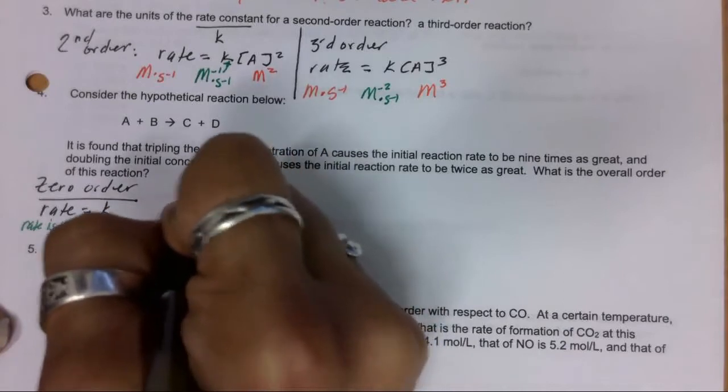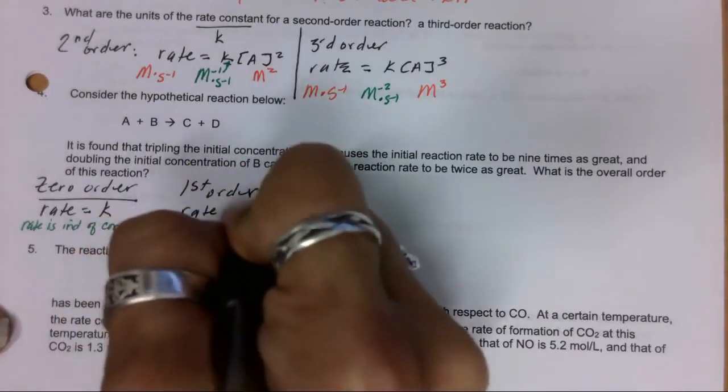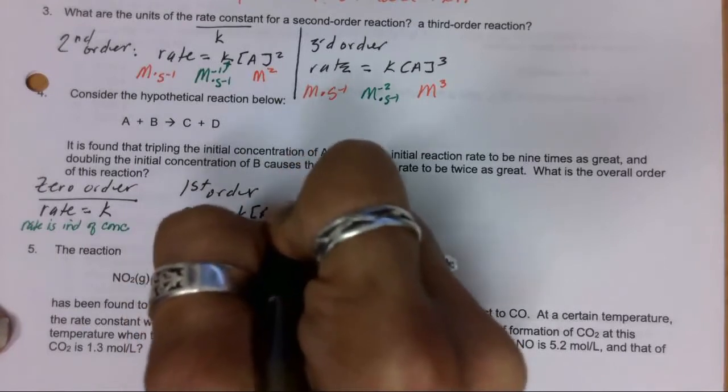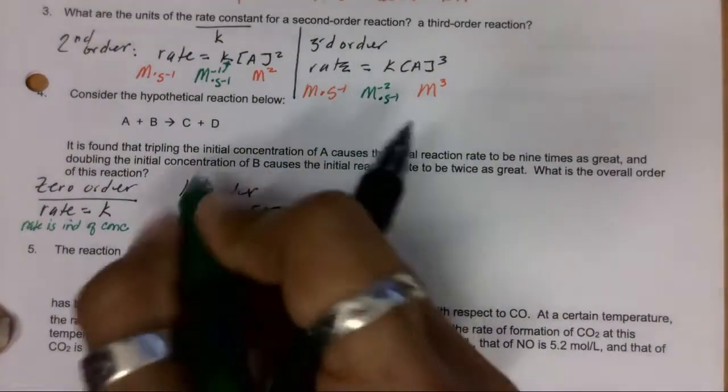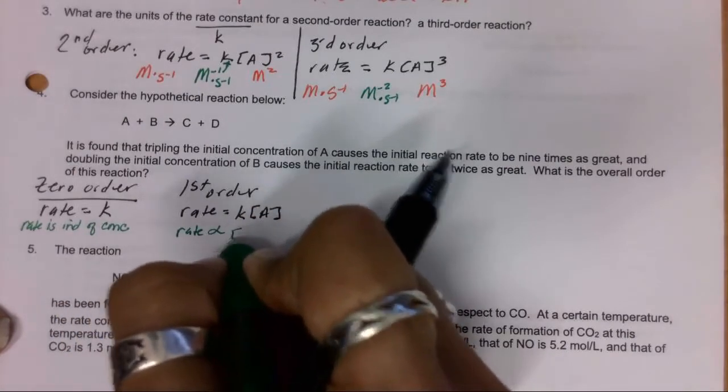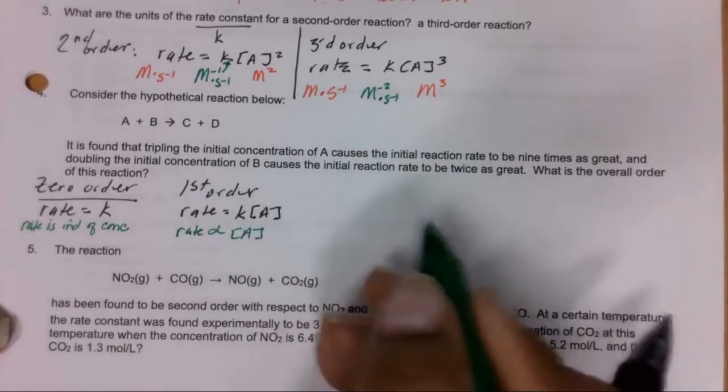Okay, if I have a first order, right, rate is equal to K times the concentration of A. And what does that mean? It means that rate is directly proportional to the concentration of A. And what does that mean?